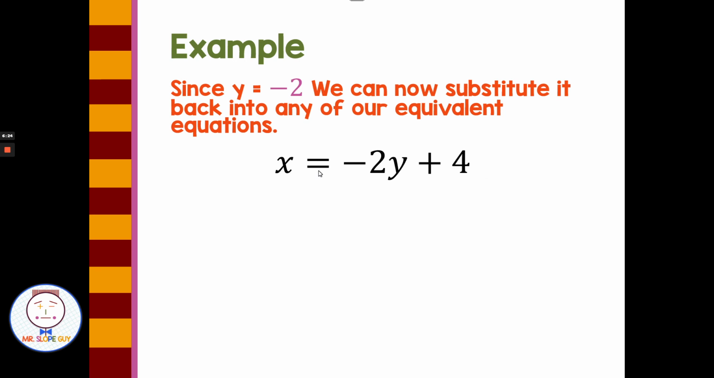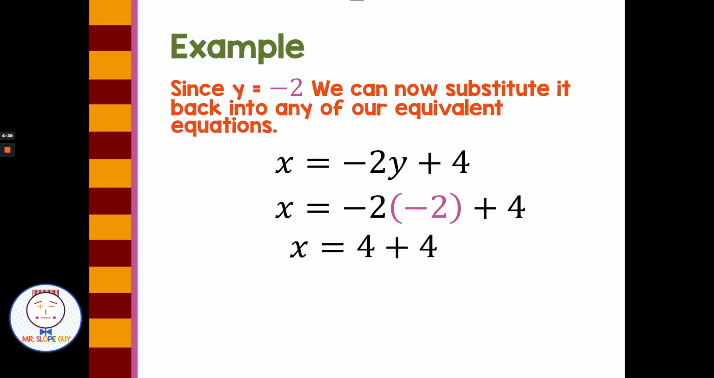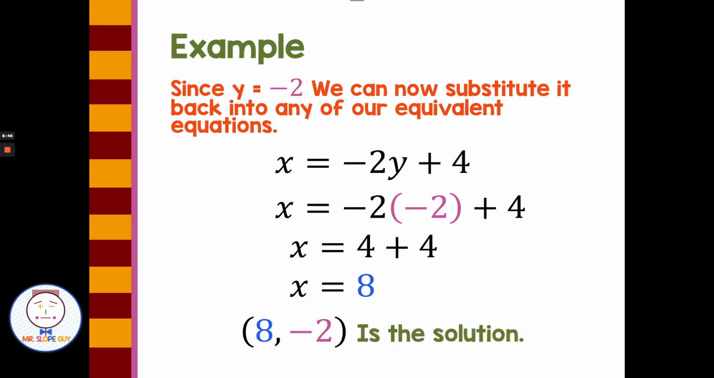So let's use this x equals negative 2y plus 4. Since y equals negative 2, we can now substitute it back in to any of our equivalent equations. So I'm going to put negative 2 in for y. Negative 2 times negative 2 is 4, plus 4 is 8. So my ordered pair that is a solution to the system of equations is 8 comma negative 2. An x of 8, a y of negative 2.